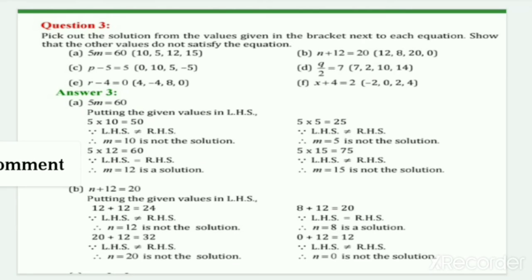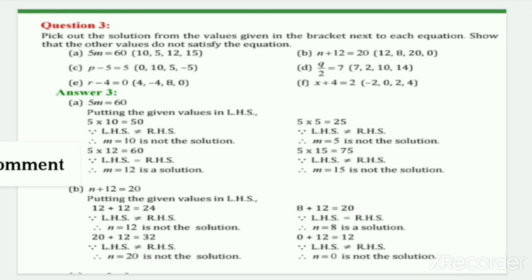Like we have question number D, it is given q by 2 is equal to 7. Put q value as 7. So it is 7 by 2. It means both are not equal. Left hand side is not equal to right hand side. So q is equal to 7 is not the solution.